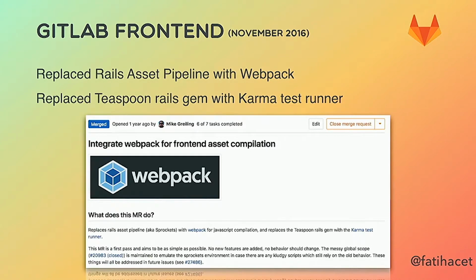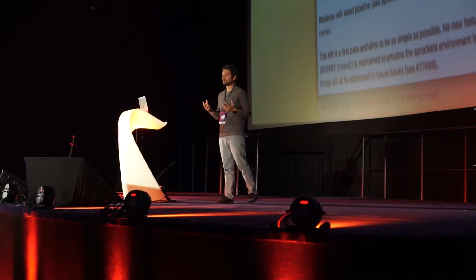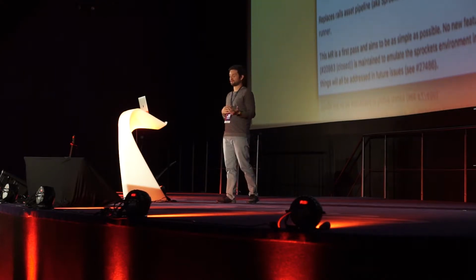And then in November 2016, we replaced the Rails asset pipeline with Webpack. Now you can see that Webpack is much more capable of doing the front end stuff. Also, it's a really solid tool. It's the way to do the front end tooling properly. So we replaced the Rails asset pipeline, and we also replaced Teaspoon, which is the test runner that comes with a Ruby on Rails application, and we replaced it with Karma.